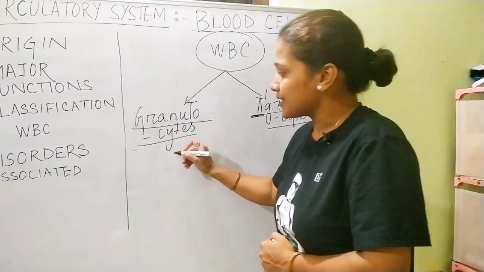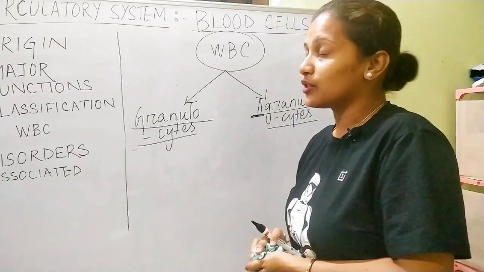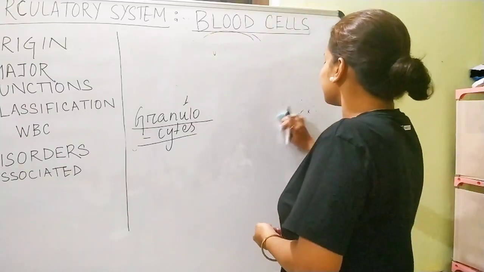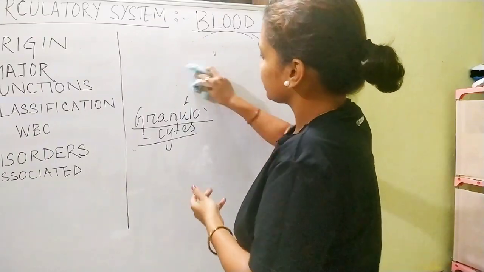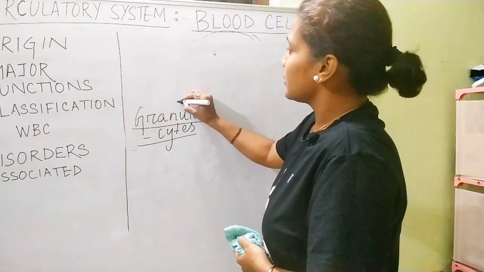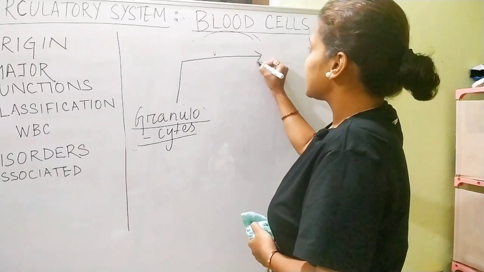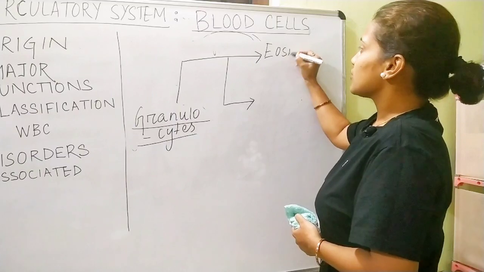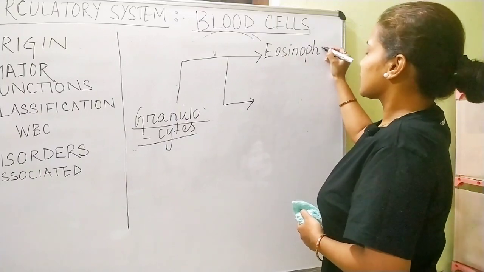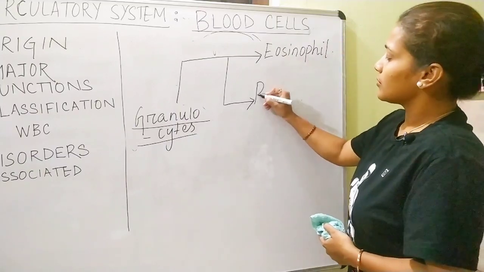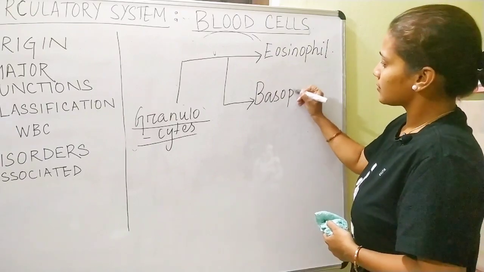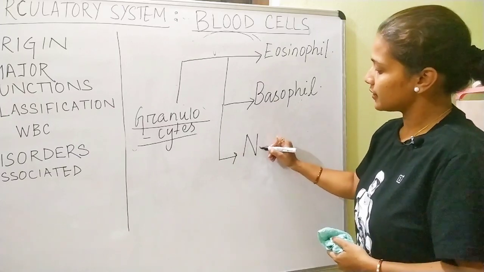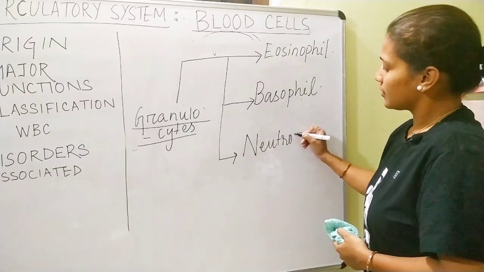Now granulocytes, they are basically of three types. We will see that. Granulocytes, first you come across eosinophil, basophil, and neutrophil.